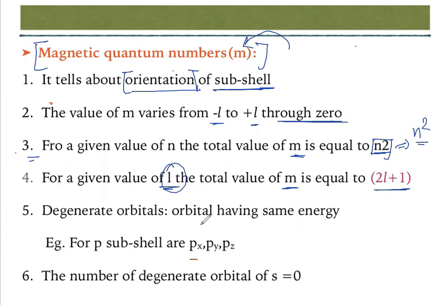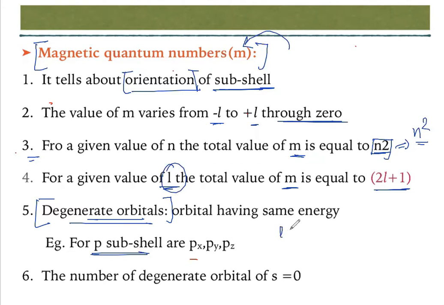Degenerate orbitals have the same energy. So there are degenerate orbitals. You remember this; further in the next slides we'll discuss these degenerate orbitals. The meaning is they have the same energy. For an example, for P subshell, there are 3 values of m.